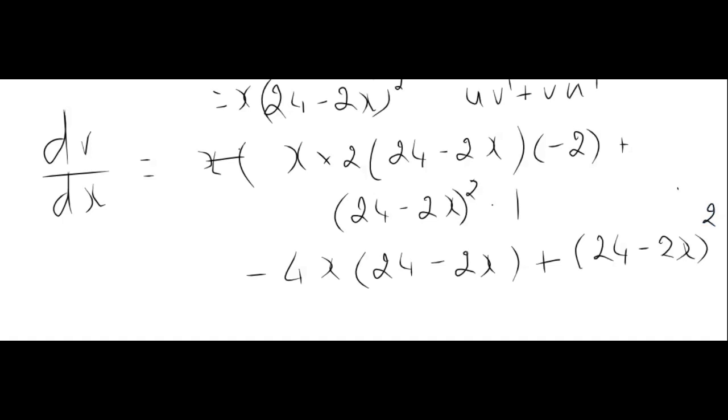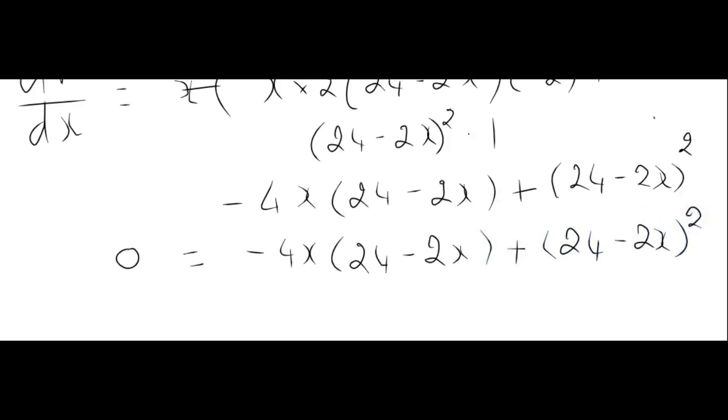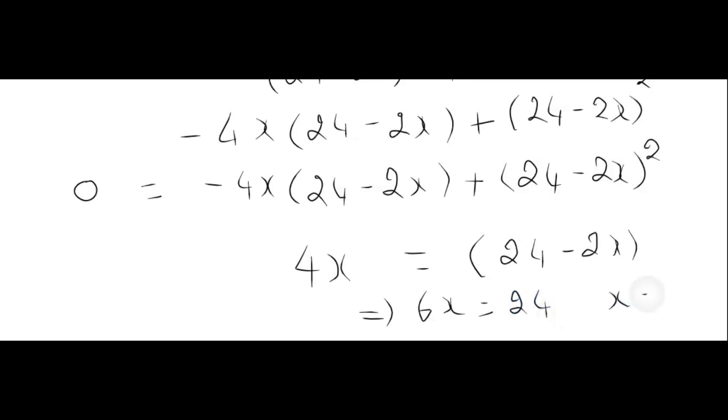For maximum value, dV by dx is equal to 0. We know that. So equating it to 0, we get 0 is equal to minus 4x into 24 minus 2x plus 24 minus 2x the whole square, which on simplification, we get this to be 4x is equal to 24 minus 2x, or this implies 6x is equal to 24, or x is equal to 4.